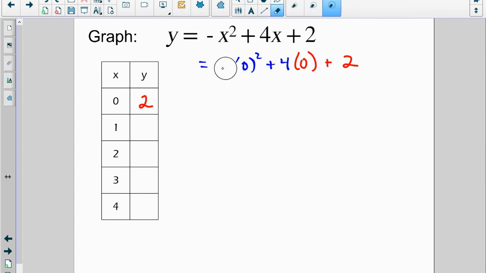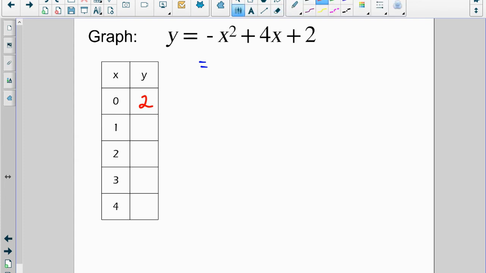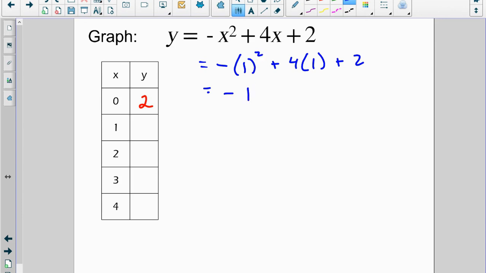Okay, so I'm going to get rid of some of this. So on the next one, my x value is 1. So I'm going to treat it as 1 squared plus 4 times 1 plus 2. So the negative is going to stay there. I do 1 times 1, not negative 1 times negative 1. So negative 1 plus 4 plus 2 ends up being 5.